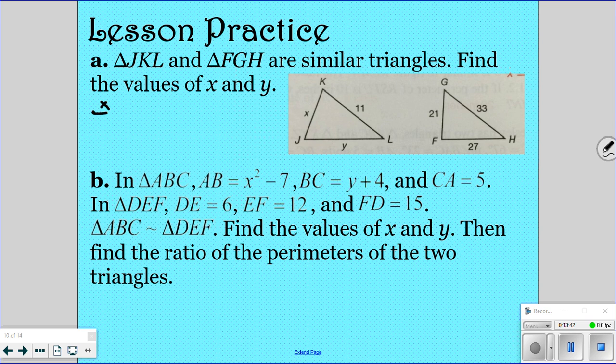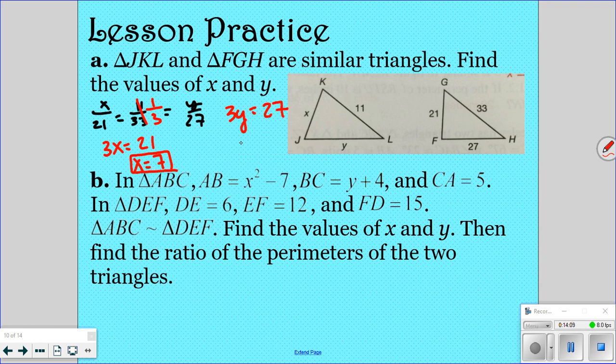So we're going to have x over 21, 11 over 33, and y over 27. And this 11 over 33 reduces to 1/3. So 3x equals 21. So that means that x equals 7. And then for y, 3y equals 27. So y would equal 9.